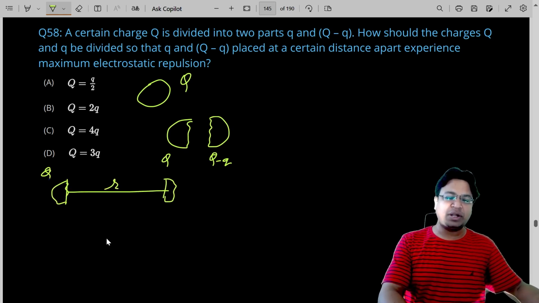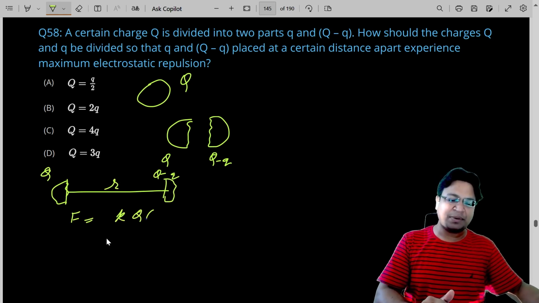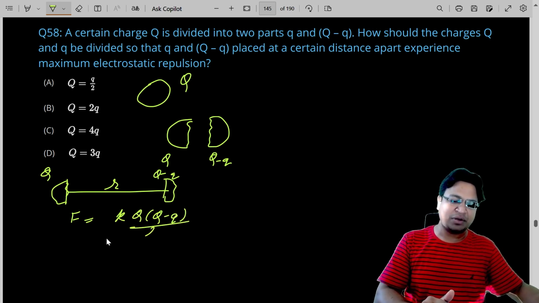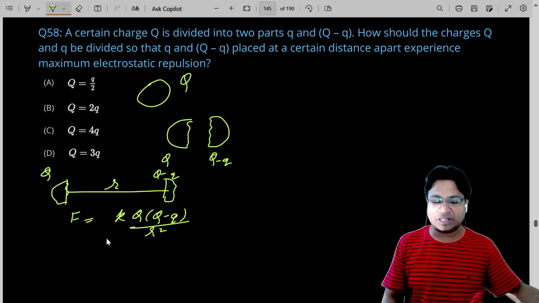And we want to ensure that the electric force between them is maximum. So the force would be written as K into q times Q minus q upon R square. And what we are changing here is the division, how we are dividing the two charges.